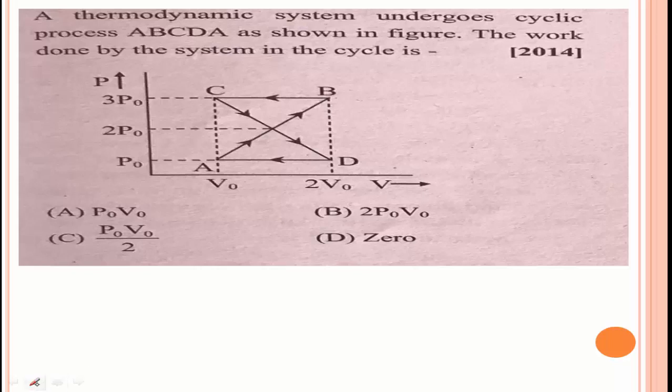And the next problem is a thermodynamic system. A thermodynamic system undergoes a cyclic process from A to B, B to C, C to D, and D to A, as shown in this figure.